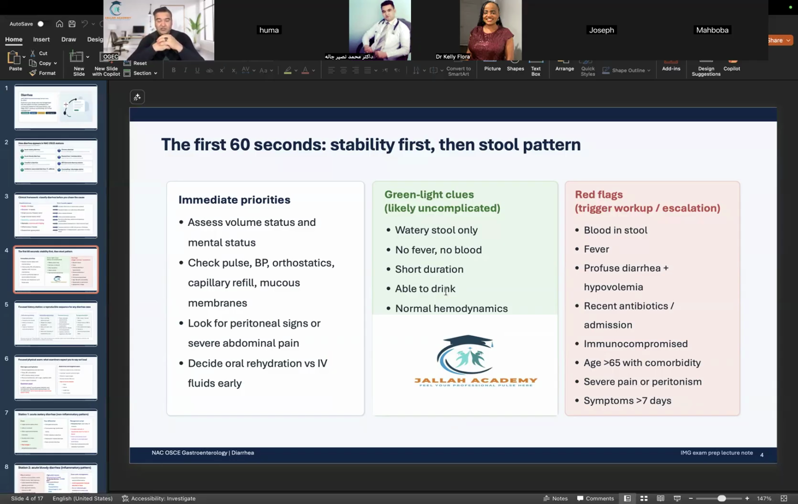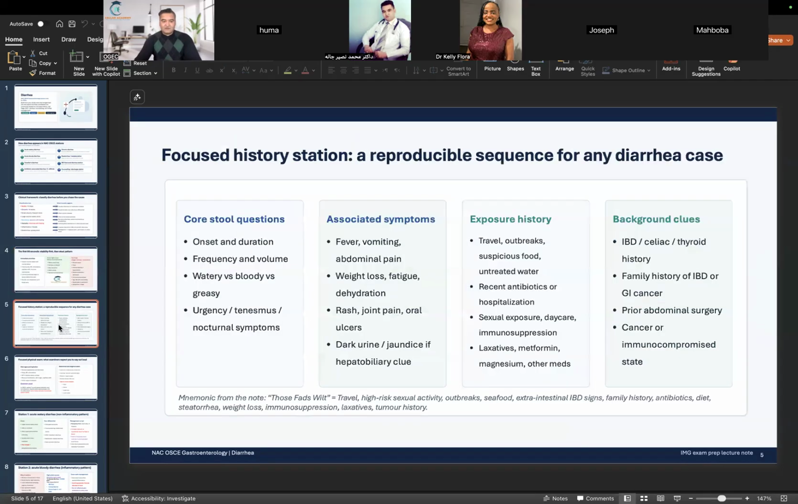Recent antibiotics: are you currently taking, or have you been treated for any condition, especially for infection? Is the patient immunocompromised, for example, HIV? And pay attention to the age of the patient. Severe pain, and as I mentioned before, we have to make sure to check for the peritoneal sign. And if the symptom is more than 7 days.